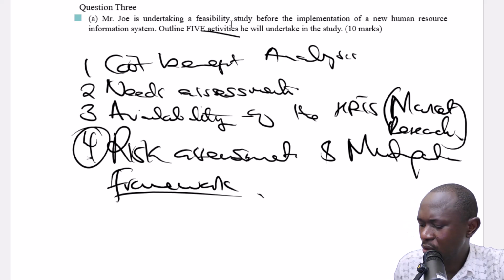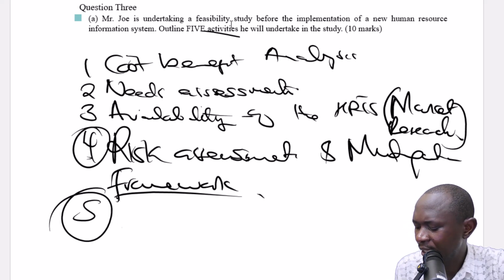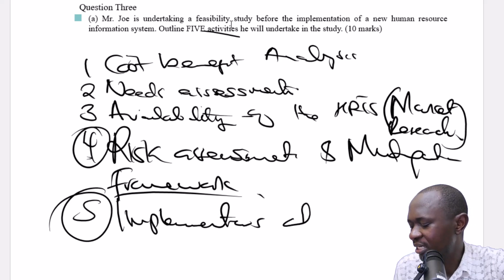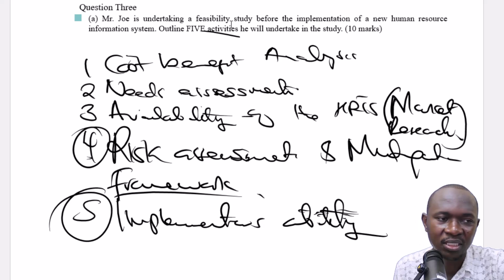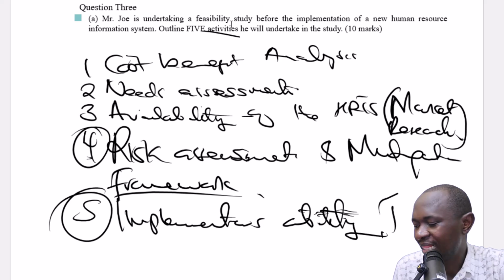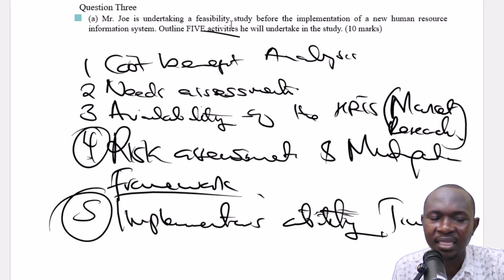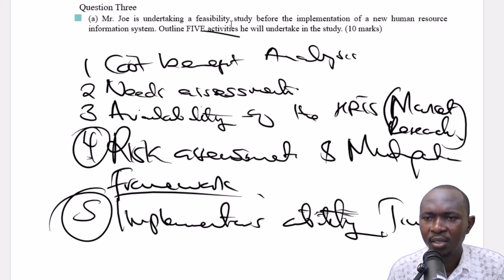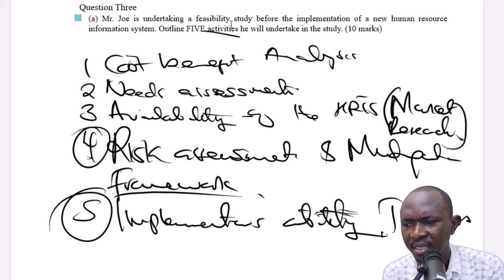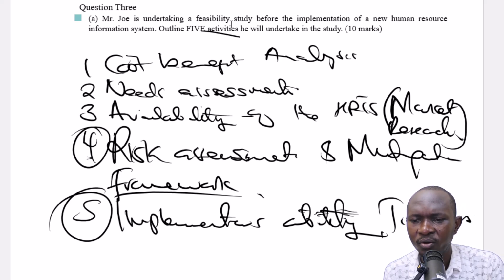Then we'll also look at the implementers' ability. Who are the implementers? What is their capability? What are the timelines? What are the timelines of implementation? Such like stuff. Very important. Implementers' ability and the timelines of implementation.